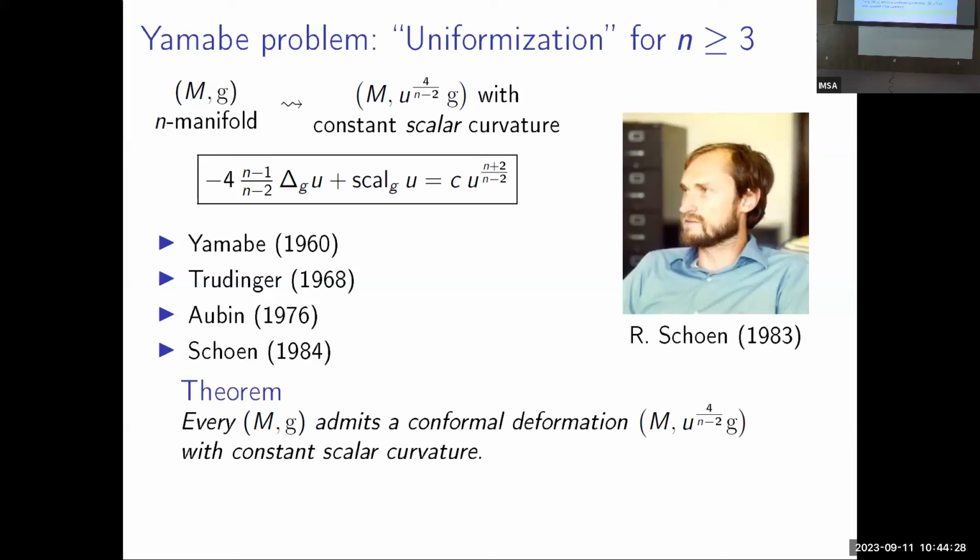There's a word compact missing here. Every compact Riemannian manifold permits a conformal deformation with constant scalar curvature. This is a very deep theorem. It uses even the positive mass theorem in general relativity. So it's really good. So now the question, of course, is uniqueness, right?